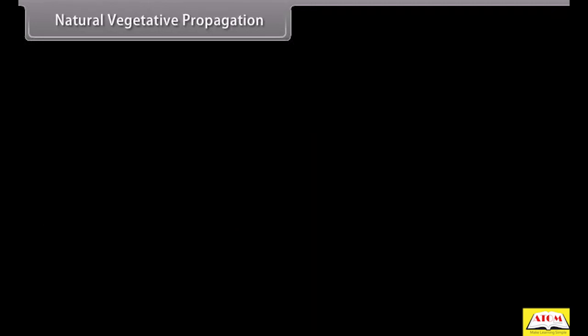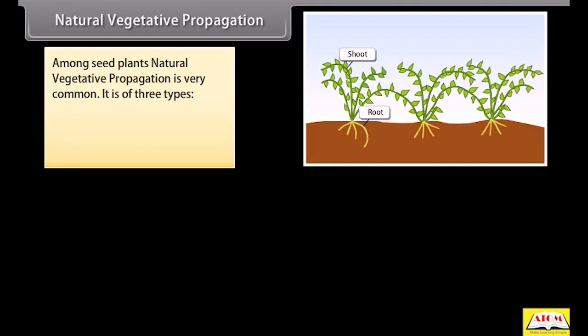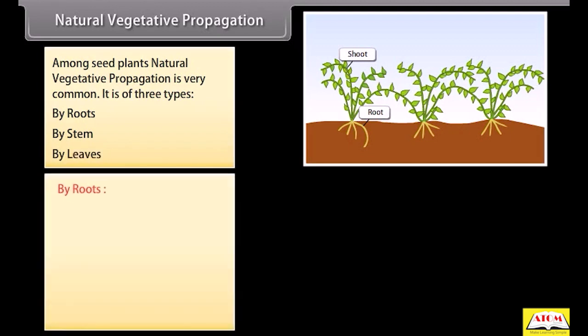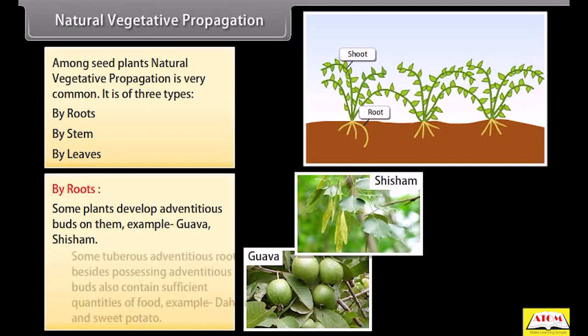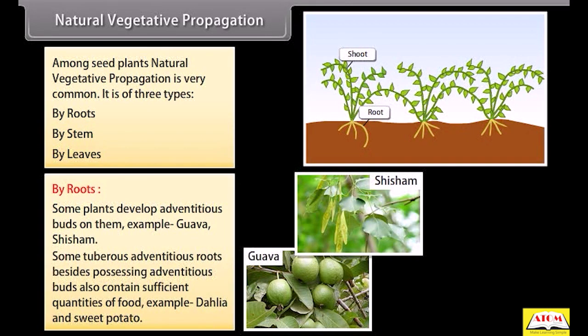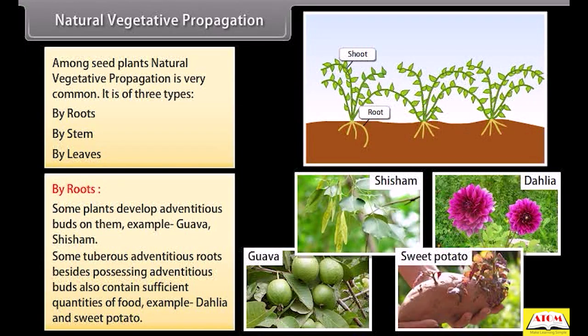Natural vegetative propagation. Among seed plants, natural vegetative propagation is very common. It is of three types: by roots, by stem, and by leaves. By roots. Some plants develop adventitious buds on them, for example guava, shisham. Some tuberous adventitious roots, besides possessing adventitious buds, also contain sufficient quantities of food, for example dahlia and sweet potato.